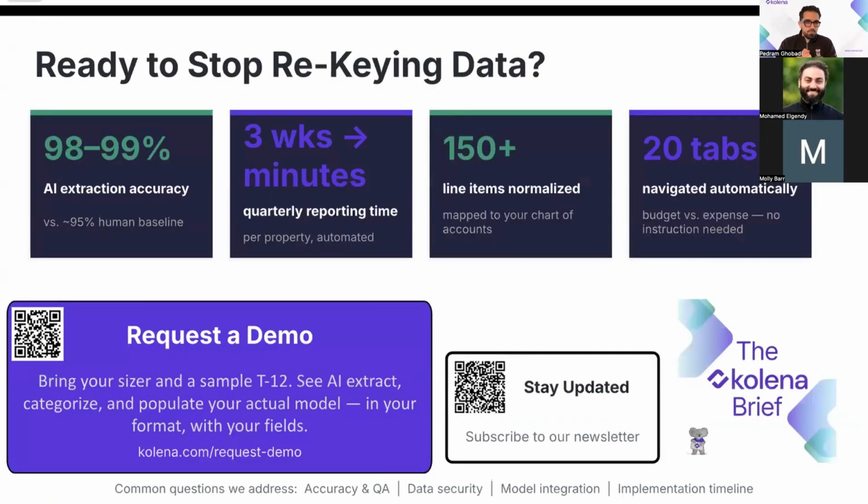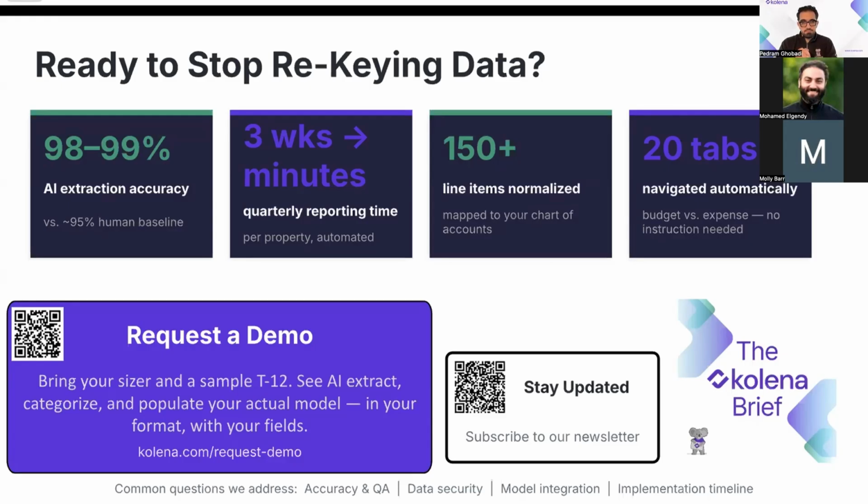And to bring it all the way home and round it up, you saw 98 to 99% accuracy with citations and anomaly flags. So it's not just a black box that you have to trust. 3 weeks to minutes for the quarterly cycle, just automated. You saw 150 plus line items normalized, with the categorization step that takes hours being done in seconds, 60 seconds to be exact. And you saw Pedram navigate through a few tabs with the agent understanding the difference between budget and expense data without being told.